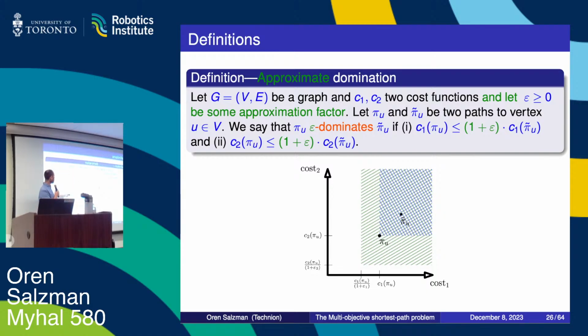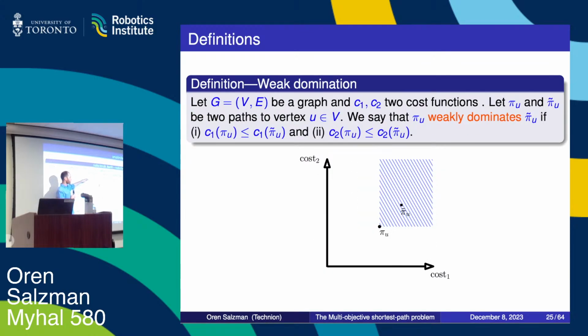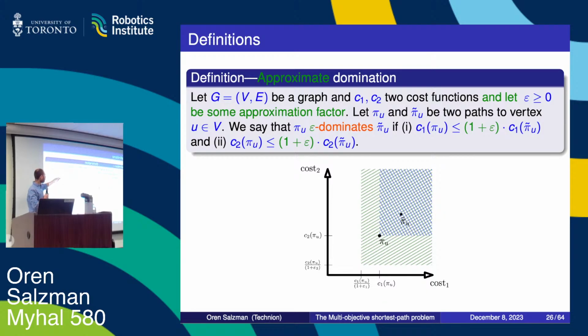Mathematically, what does it mean? If dominance said that one path is better than the other in each objective, approximate dominance says that it's not too far away. So if I add epsilon, let's say that this is 1.1, so I allow 10% slack. Basically, it says that I'm not worse than the other path by more than 10% in each objective. Okay, this is the definition of approximate dominance.